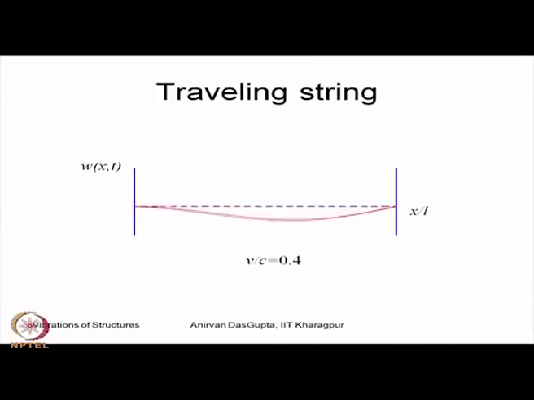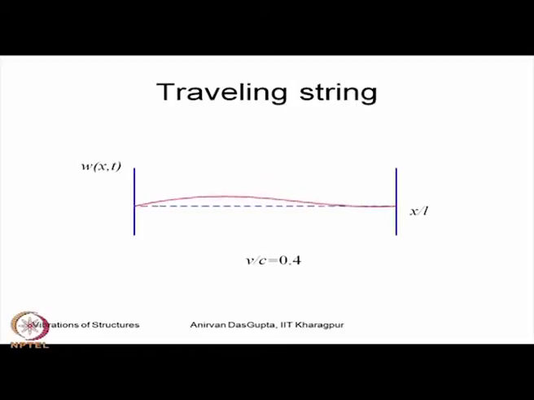So, let us look at the solution for n equal to 1. I have put this solution for n equal to 1 and V over C as 0.4. You can see that the characteristics of the modal solution that we have discussed in the previous lectures are not there. For example, all points of the string do not pass through the equilibrium point at the same time.